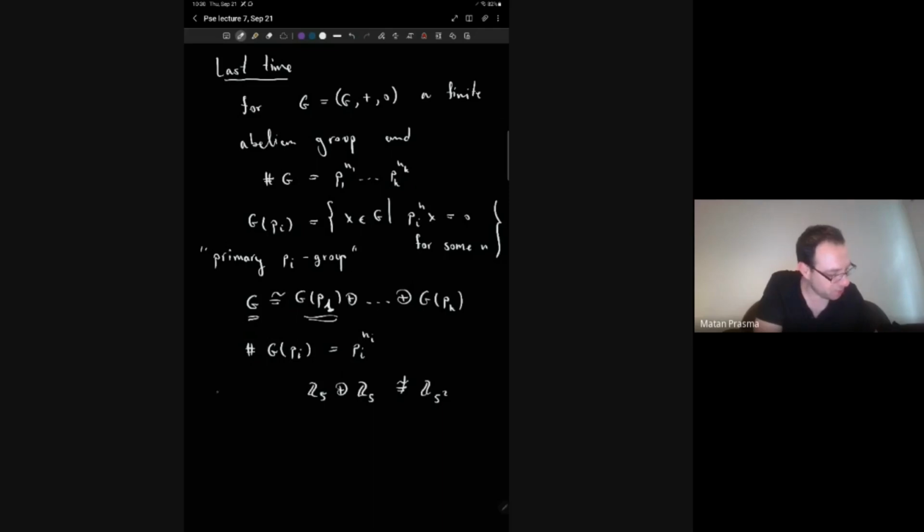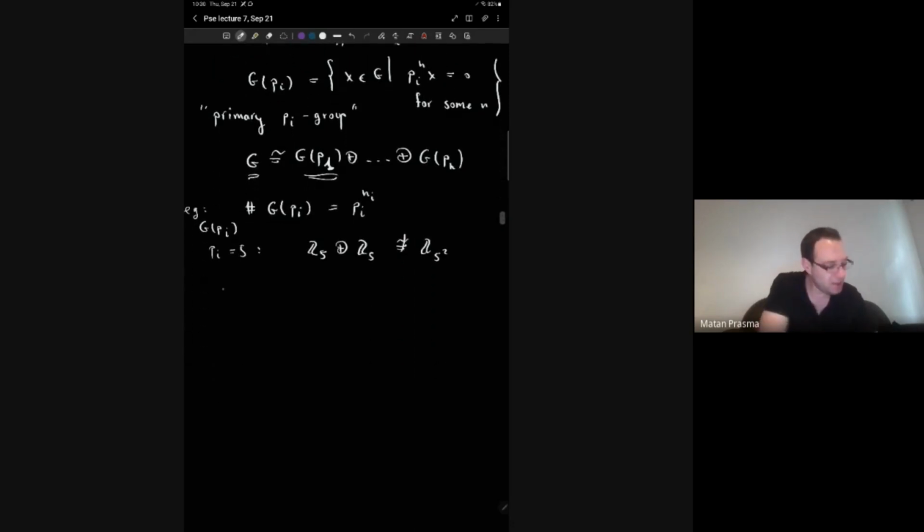So this, for example, for p_i equal 5, G_pi, okay, but you see that in both of these cases, G_pi might not be cyclic in itself, but it is a direct sum of cyclic groups. And we now go for the main lemma to do this, and this is the following.